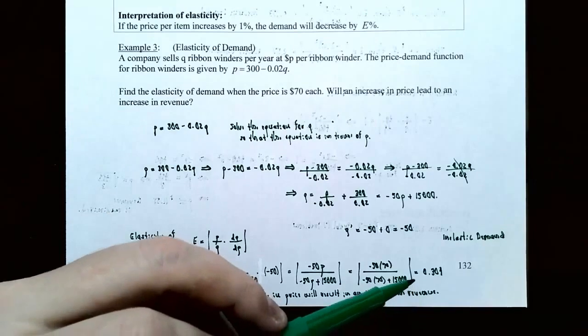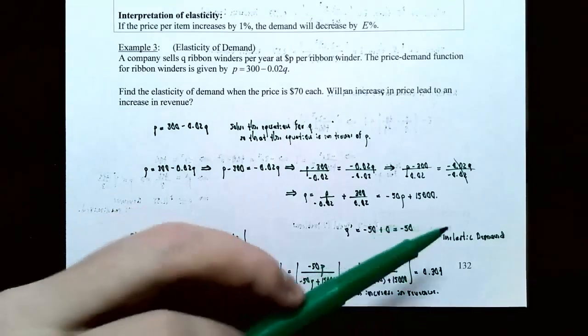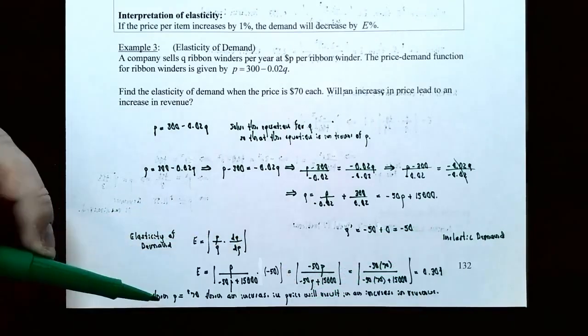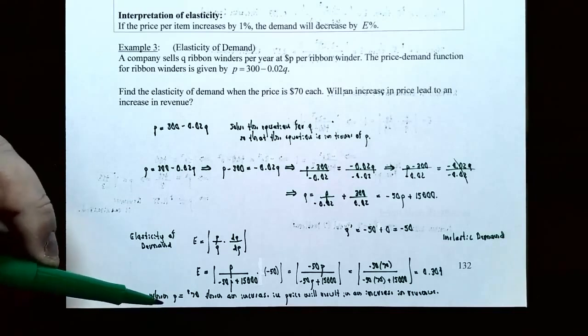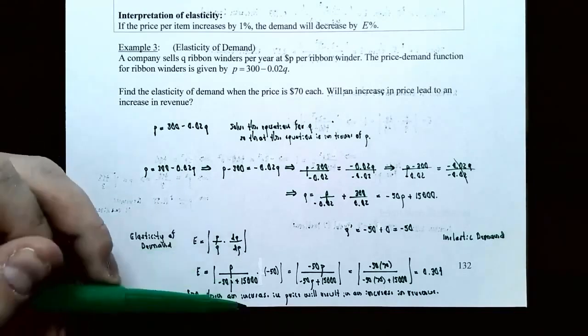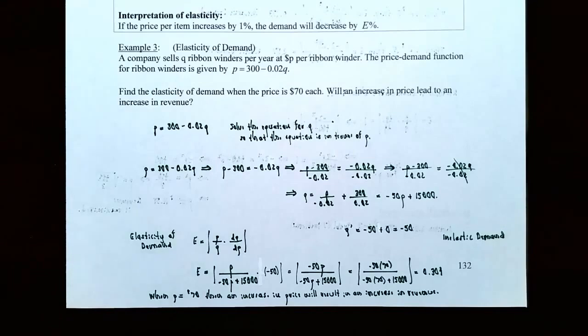Now, since the elasticity of demand is less than 1, we have what's called inelastic demand. What that means is that whenever the price for the ribbon winders is $70, then an increase in price will result in an increase in revenue.